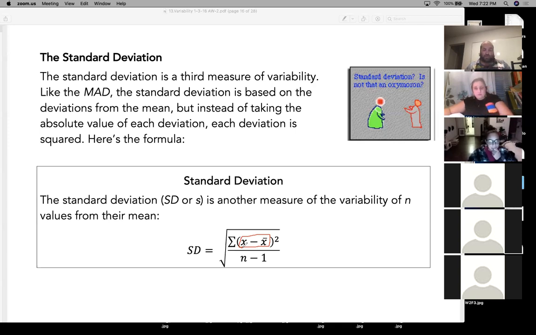And this is the part that confuses people. What are you dividing by here? What does this formula say? By the number of data points minus 1. Yes, you don't divide by the number of data points. That's what you do in the case of the mean absolute deviation. Here, you divide by the number of data points minus 1.